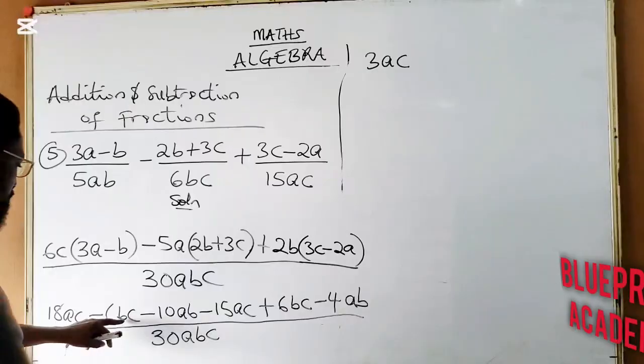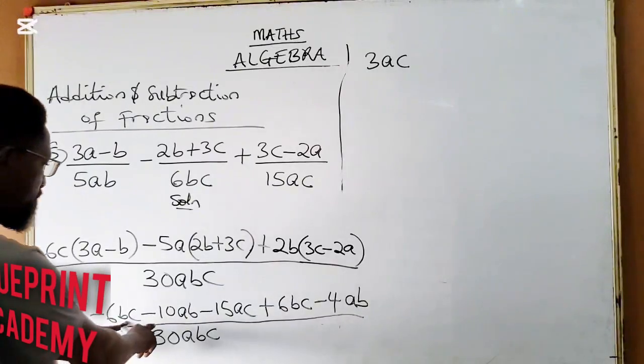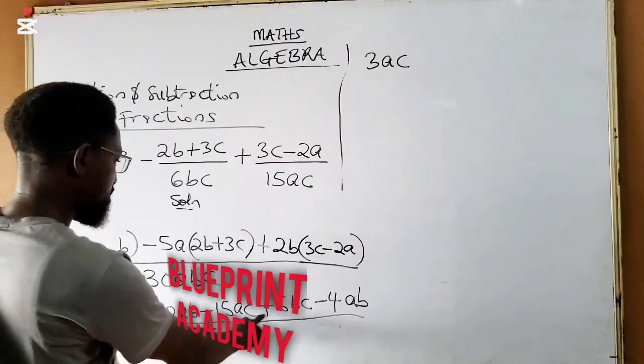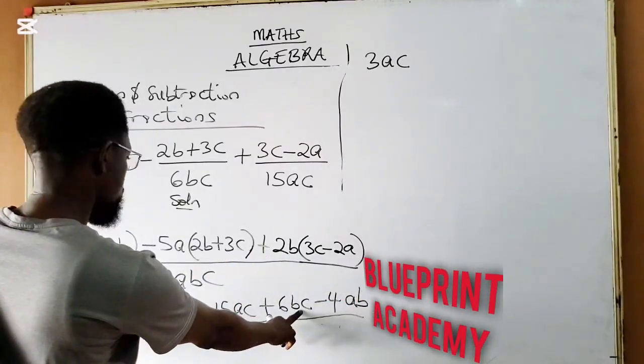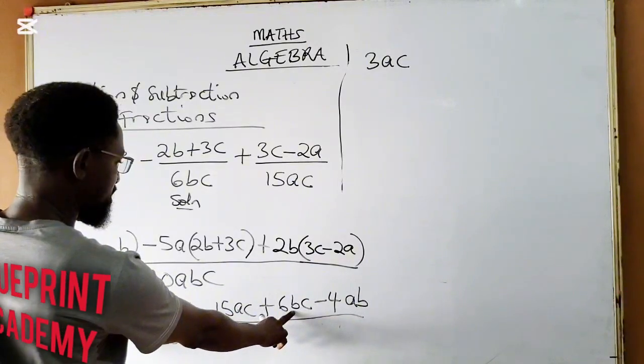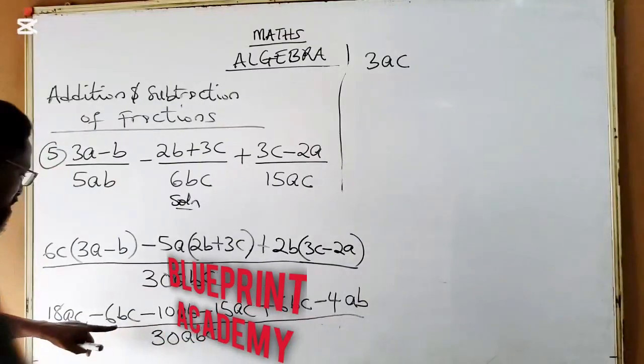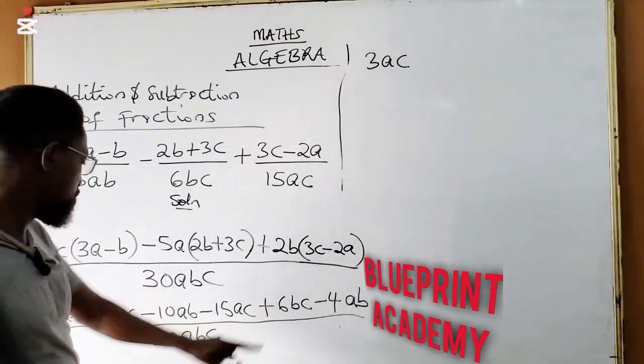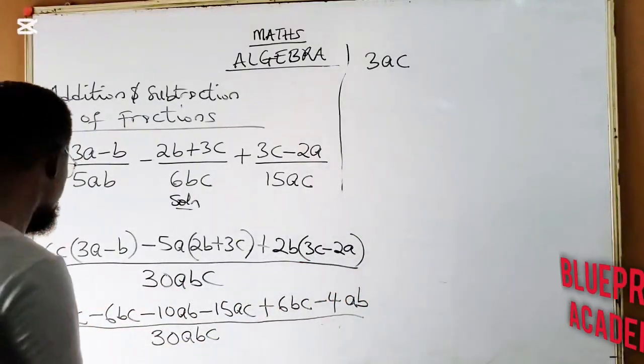We have BC now. Let's see if there's any other BC. We have BC here, but this one is minus 6BC, and this one is plus 6BC. So they will cancel out. Minus 6 plus 6 will cancel out. Well, let's proceed now.